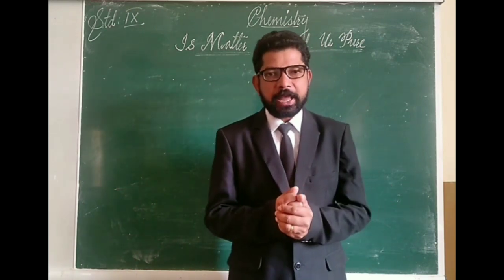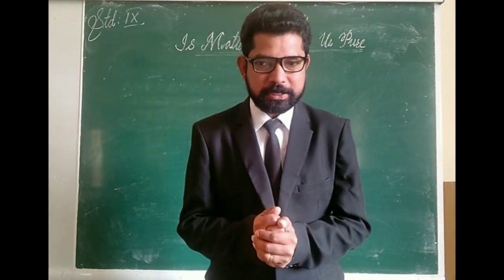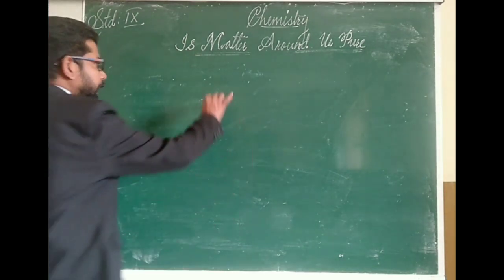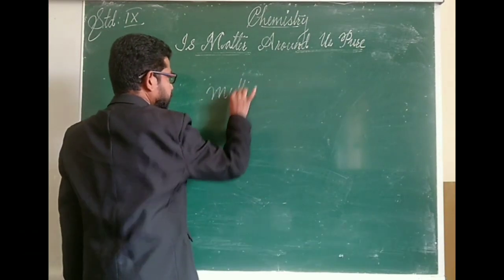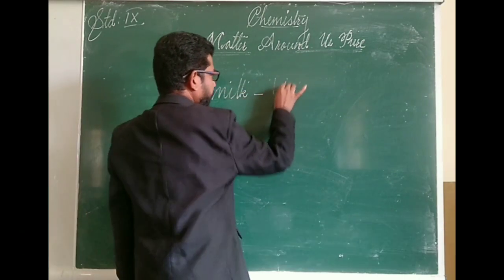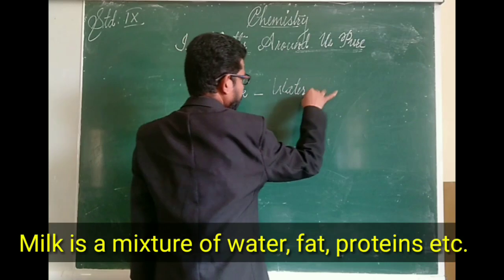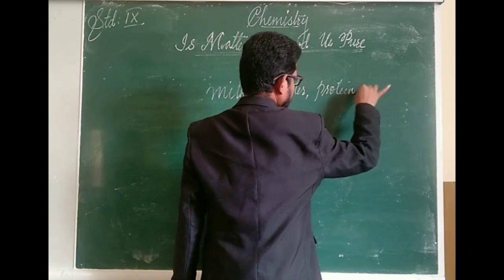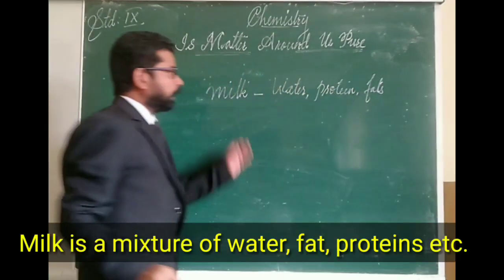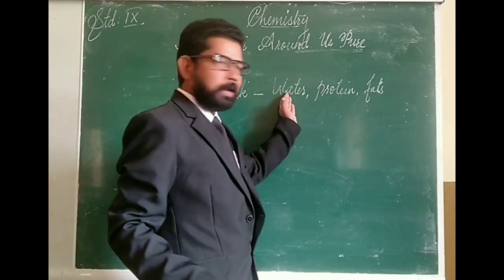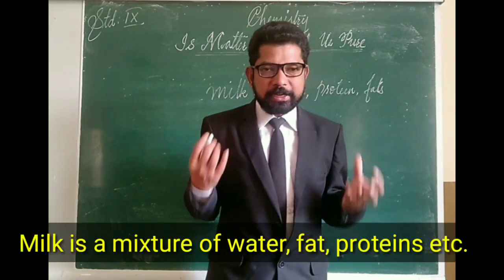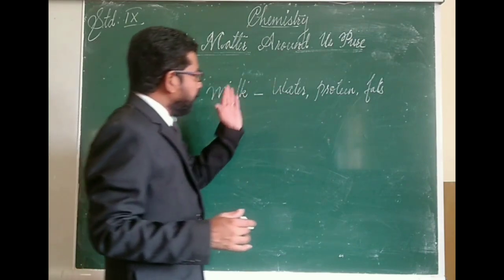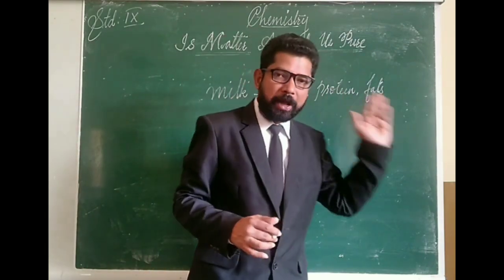So according to scientists, milk is not a pure substance. Why is milk not a pure substance? Because milk contains different ingredients. The main part of milk is water, along with proteins and fats. So scientists won't say it is a pure substance. Instead, they will say that milk is a mixture of water, proteins and fats.